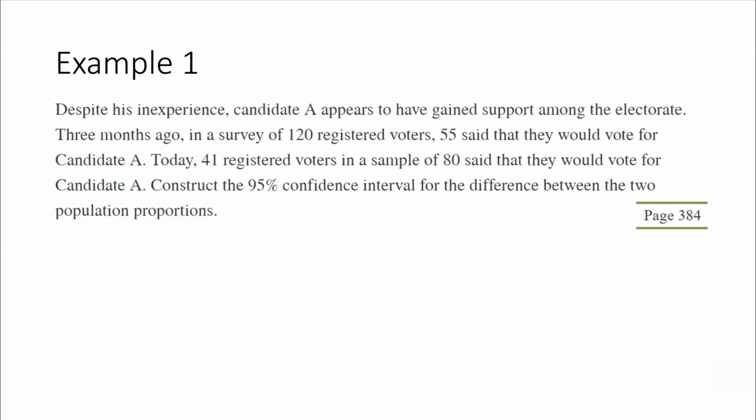Despite his inexperience, candidate A appears to have gained support among the electorate. 3 months ago, in a survey of 120 registered voters, 55 said that they would vote for candidate A. Today, 41 registered voters in a sample of 80 said they would vote for candidate A. Construct the 95% confidence interval for the difference between two population proportions.